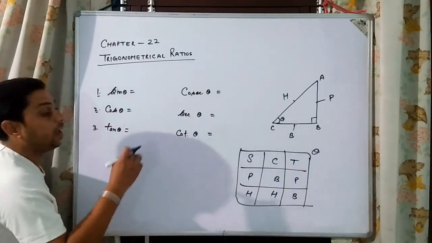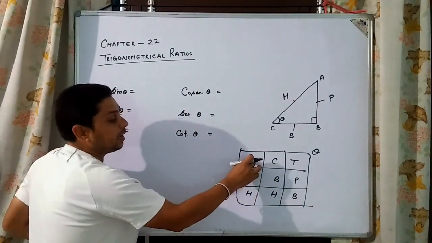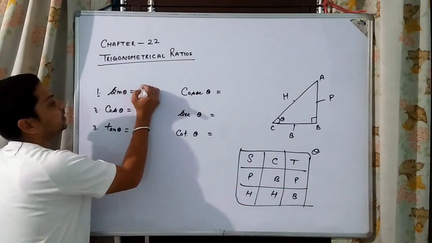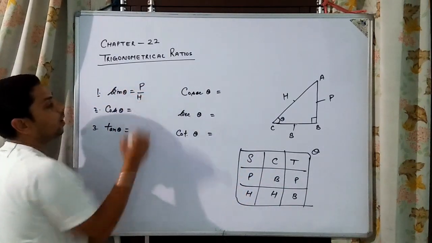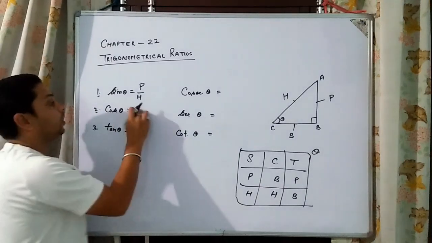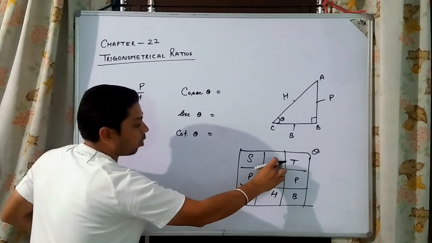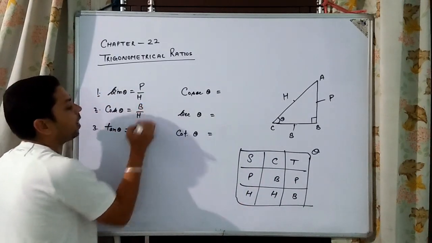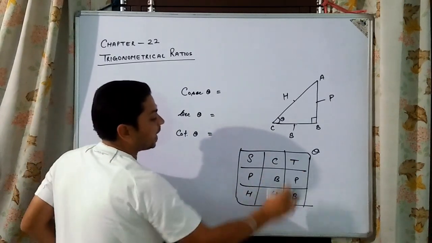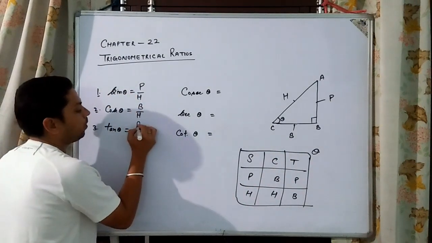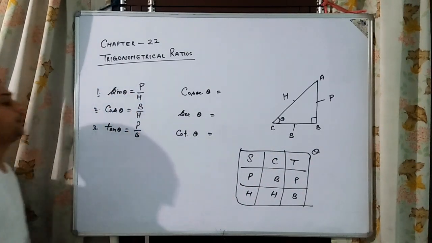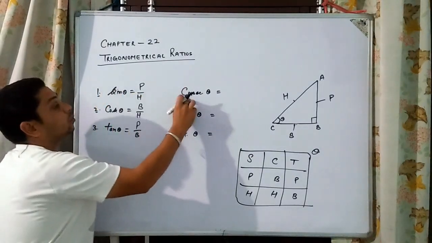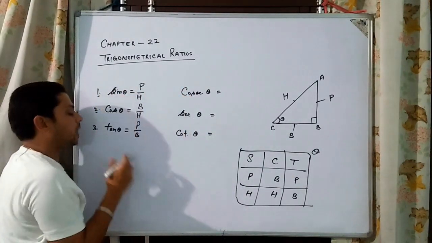So starting from sine, sine is perpendicular over hypotenuse. Sine is equal to perpendicular upon hypotenuse. Okay, then what is cos? Cos is base upon hypotenuse. Then what is tan? Tan is perpendicular upon base. Now this cosecant is the inverse of sine.